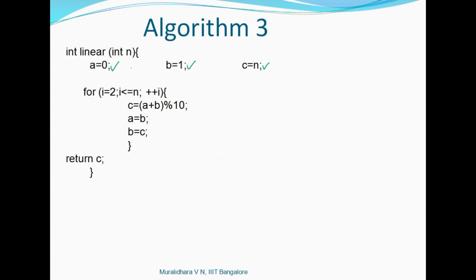That's precisely what this simple algorithm tries to do. A is declared as f of 0, which is 0, B is declared as f of 1, which is 1, and C is initialized to n. For i equal to 2 to n, what you declare is that C is (A plus B) mod 10. This is the final answer that you are going to return after you come out of this loop.